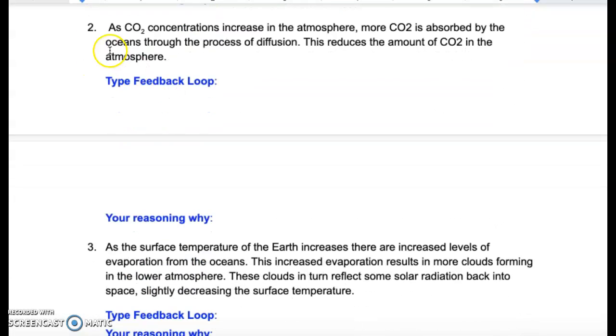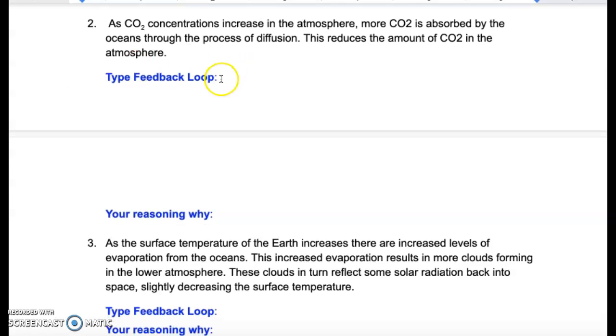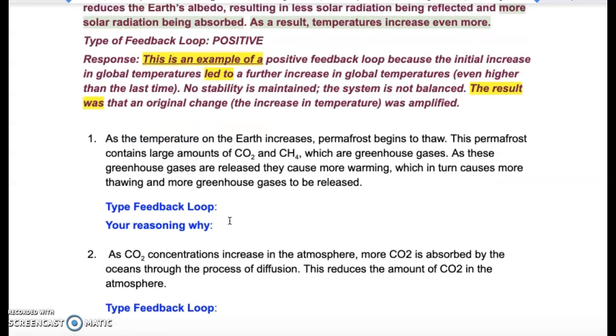Let's see, number 2. As CO2 concentrations increase in the atmosphere, more CO2 is absorbed by the oceans through a process of diffusion. This reduces the amount of CO2 in the atmosphere. Again, figure out, are functions just increasing or being amplified, or is there some kind of stability or return back to normal that's happening at the end? So that should help you determine if this is a positive or negative feedback loop and explain your reason why. Use those same kind of sentence starters and transitions that I did here and highlight it for you.